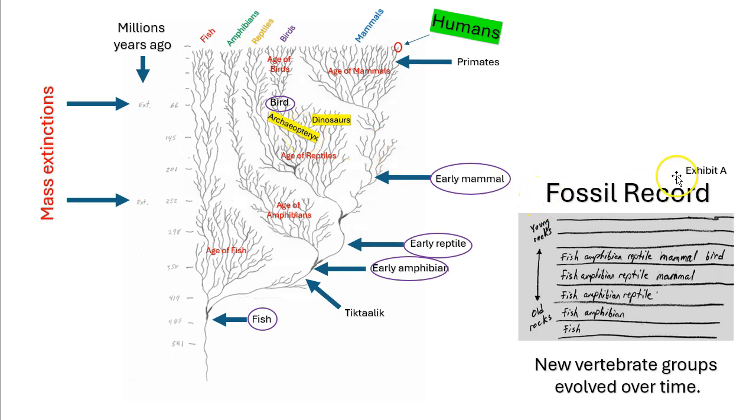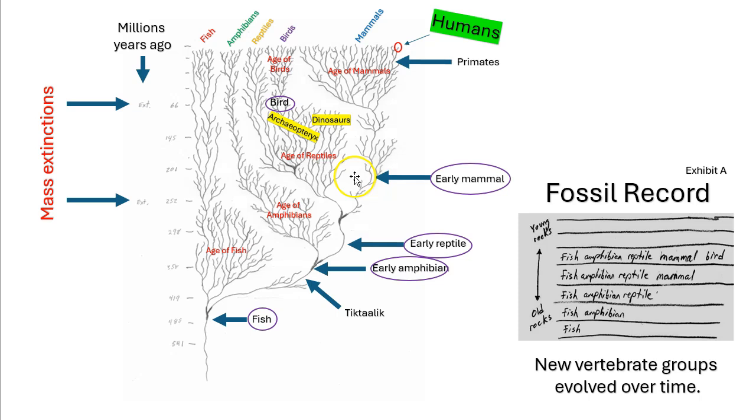So first, what we're calling Exhibit A is going to be the fossil record. And we've seen this diagram before, that the fossil record shows the emergence of new vertebrates over time. The common ancestor of all vertebrates would have been the fish. They were the first vertebrates. So in the oldest rocks, the only vertebrates are fish, and in younger rocks we have fish and amphibians, and then in younger rocks, fish, amphibians, reptiles, then fish, amphibians, reptiles, mammals, and then we find the birds.